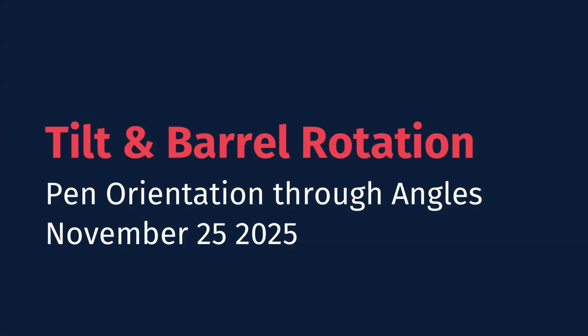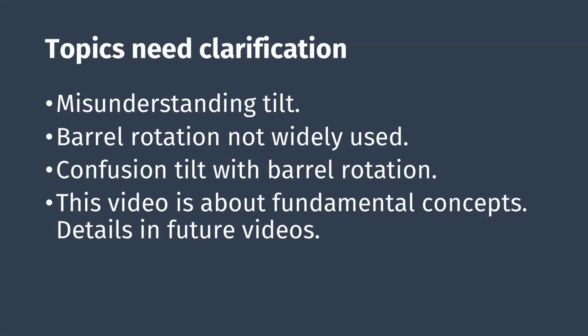Tilt and barrel rotation are how we describe the orientation of a pen relative to the drawing tablet. Many people have an intuitive sense of what tilt means, but at the same time, I often see that they misunderstand it. Support for tilt detection is very common in drawing tablets, but barrel rotation support is very rare. And so I often see people asking exactly what barrel rotation means.